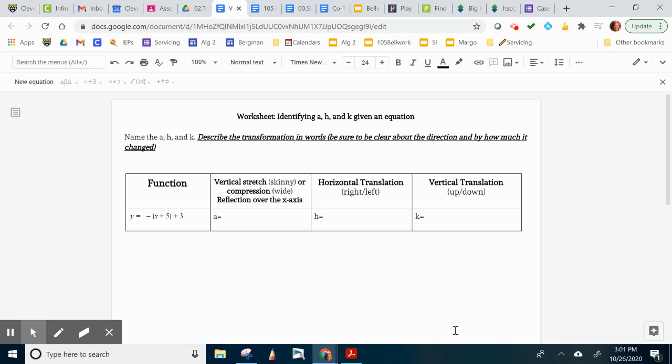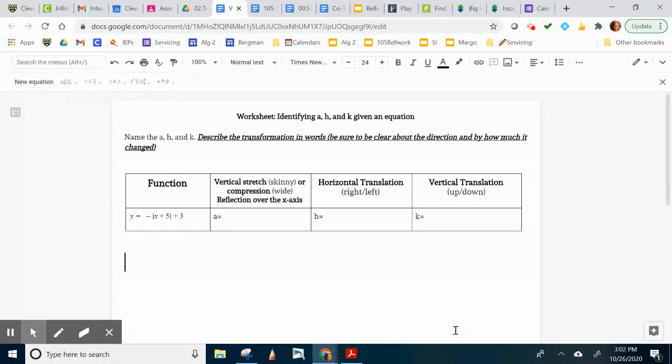We've spent the past weeks learning about transformations of functions. We spent a few weeks learning about h and k, and the past couple weeks just looking at the a value. We're going to start putting all of those together to identify transformations of functions. So you're going to be doing a worksheet. I just want to explain what it's going to look like and also go over the different types of transformations.